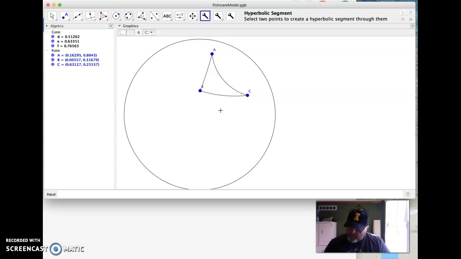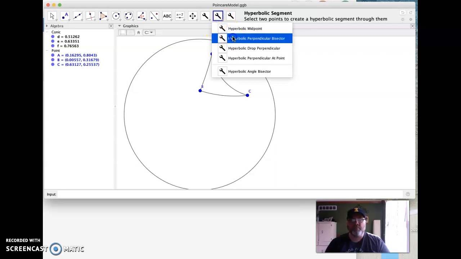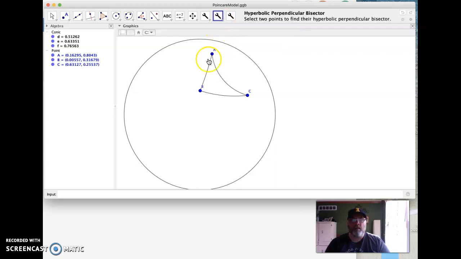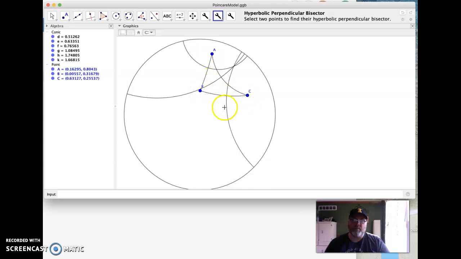And then it says we're supposed to use the hyperbolic perpendicular bisector to construct perpendicular bisectors for each side. So I'm going to do this one and this one, this one and that one, and this one and that one. So I've constructed 3 perpendicular bisectors.